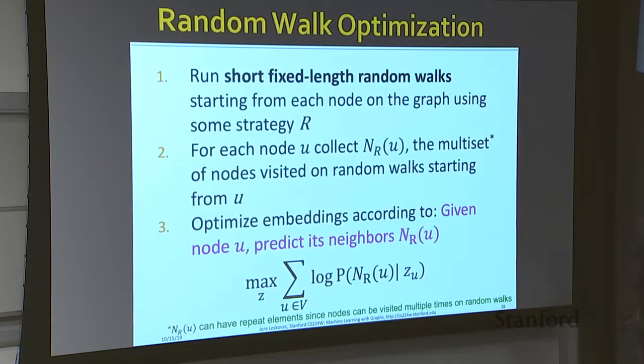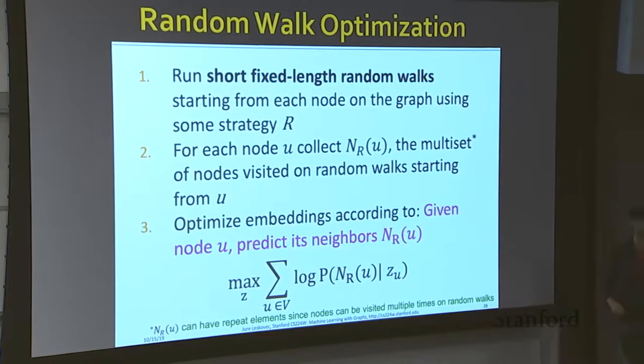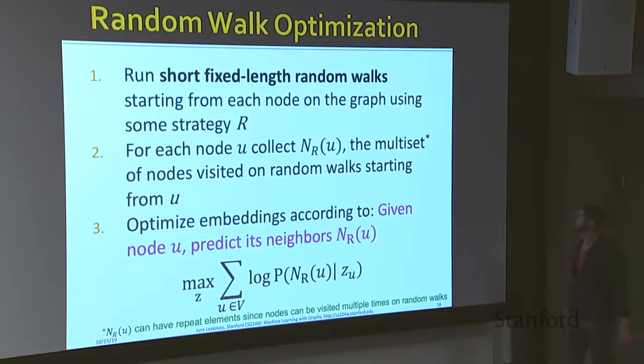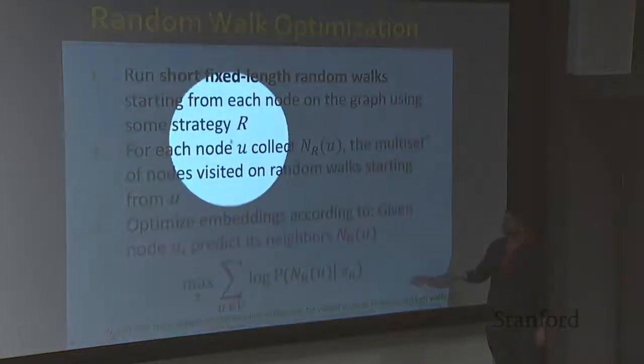Now, how do we turn this in practice? How do we make it work? For example, one way is to run a lot of short fixed-length random walks starting from each node on the graph. These random walks are going to follow our strategy R. The reason we're talking about this strategy R is that we're going to be seeing it in a while.